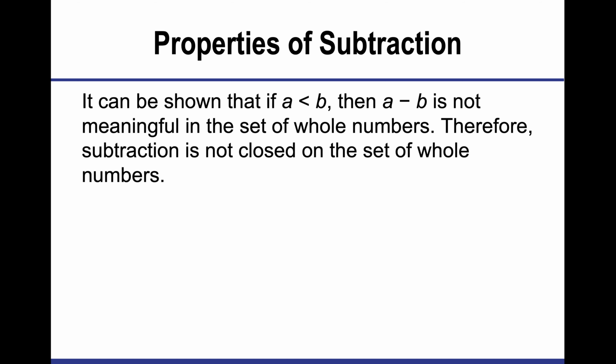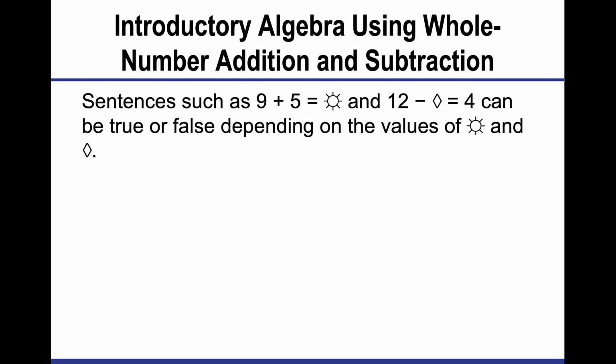Subtraction doesn't have as many properties as addition. So we do know that subtraction is closed. One whole number minus another whole number is going to be a whole number. So we can start using sentences that have symbols to prepare them for algebra. So this is introducing an algebraic concept to those students. So I can say 9 plus 5 is sunshine. What is a sunshine? And they're going to tell us 14.